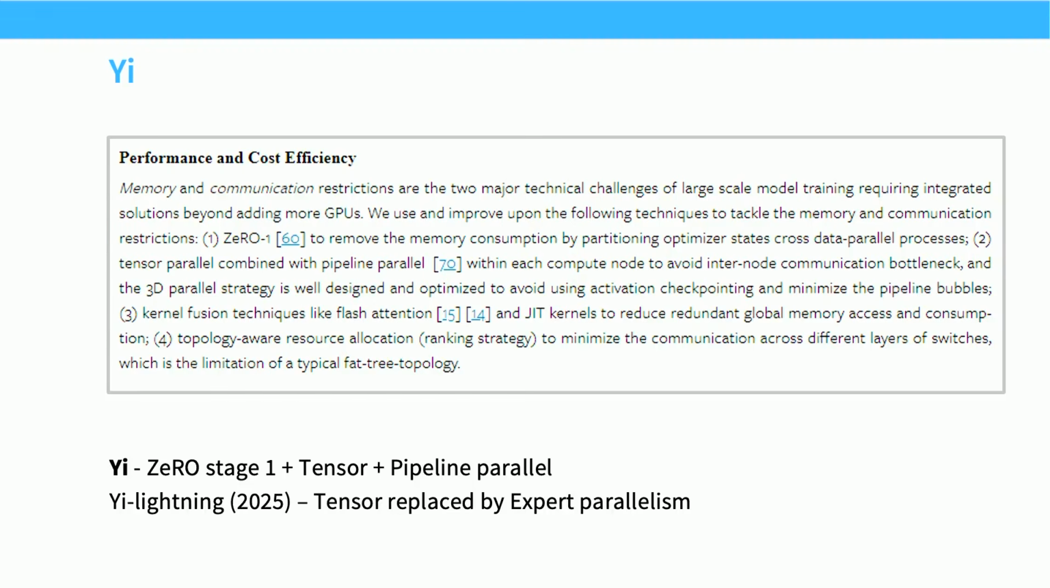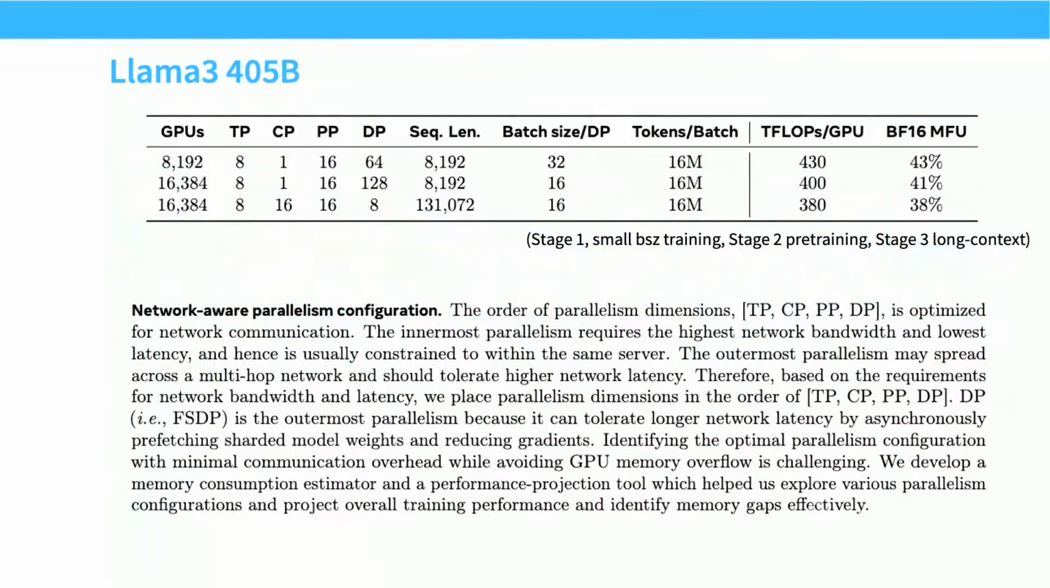Another example, Yi, from the Chinese open weights training setting, they use, once again, ZeRO stage 1 and tensor and pipeline parallel, right? This very much makes sense. It's the classic data parallel, tensor parallel, pipeline parallel combo. And once again, once you go to MOEs, you replace the tensor parallelism with expert parallelism, right? They serve similar goals, but expert parallelism is just a little bit more efficient.